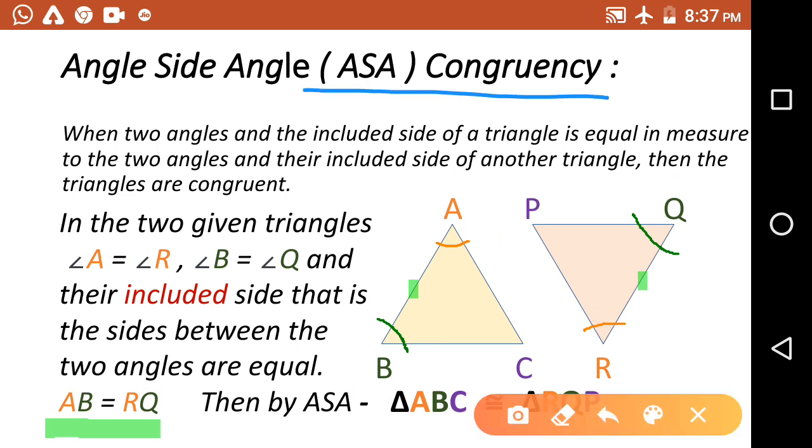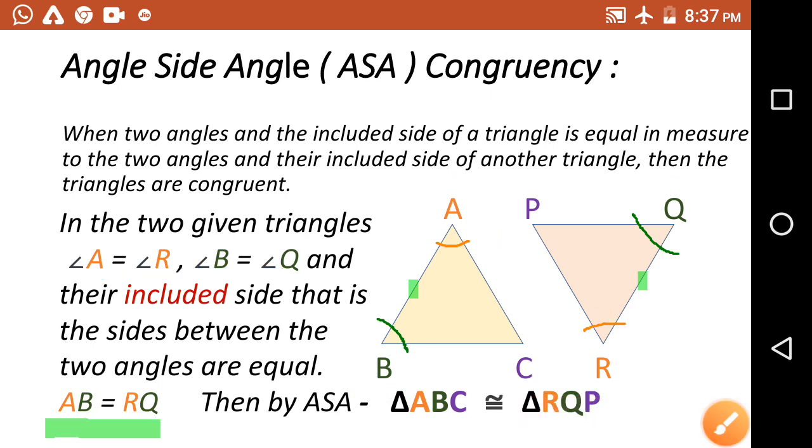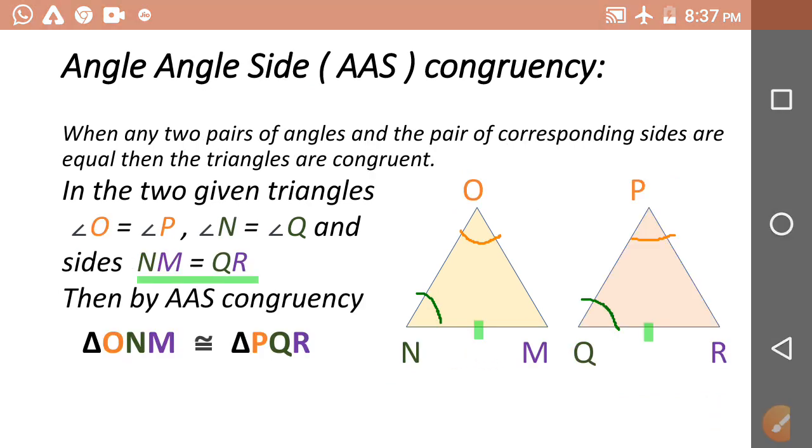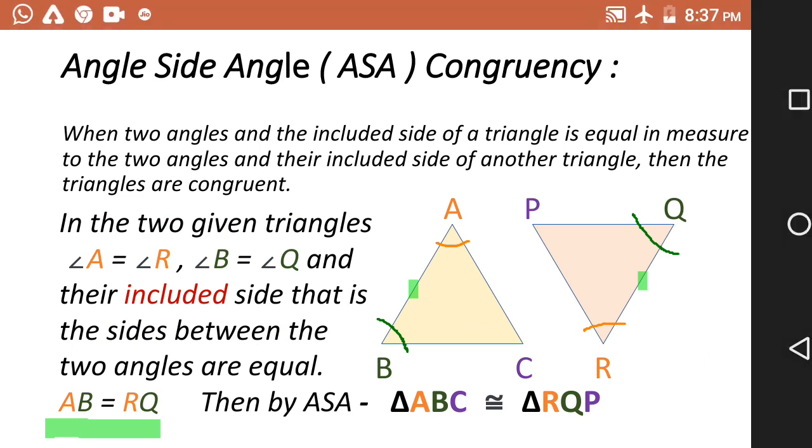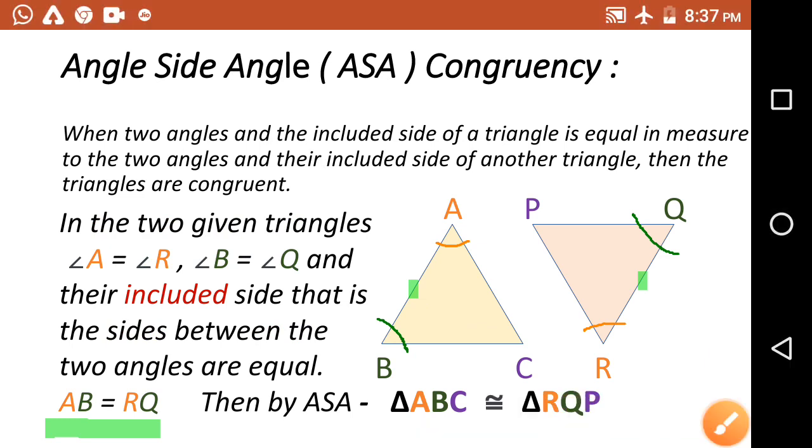Okay, so by using this rule, if we have those conditions, then directly we will say by using this rule that those two triangles are congruent. See here the name is taken, triangle ABC. Here triangle ABC is equal to triangle R, in the place of A it is R, in the place of B it is Q, so RQ, and then finally P is left. So triangle ABC is congruent to triangle RQP. So this is angle side angle congruency.